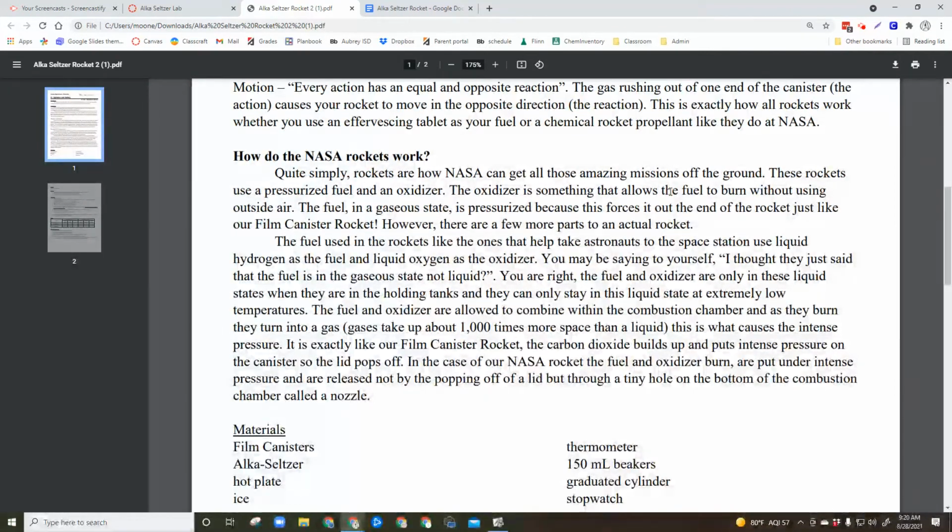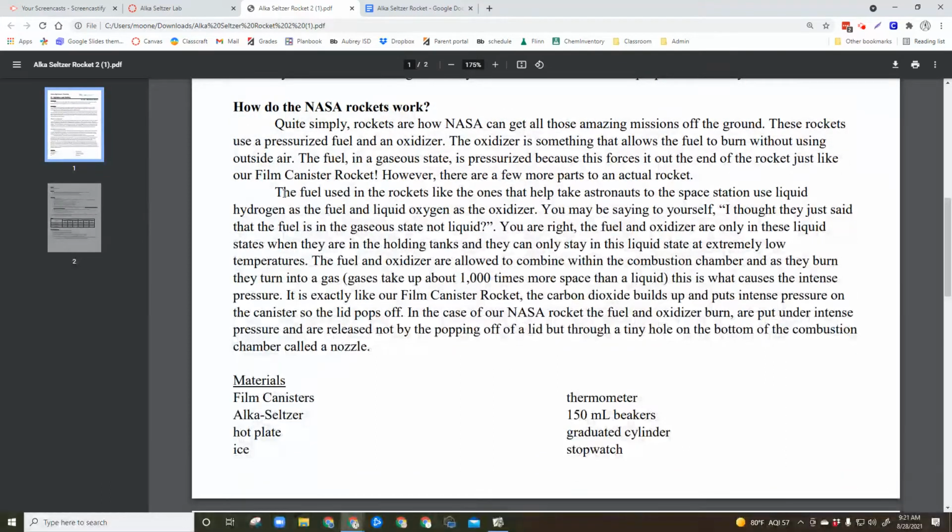The oxidizer is something that allows the fuel to burn without using outside air, because it's in space, right? There's no air in space, so you have to have an oxidizer to supply the oxygen. The fuel is in a gaseous state and is pressurized, because this forces it out of the end of the rocket, just like the film canister rocket. However, there are a few more parts in an actual rocket. It's not as simple as what we're making with the film canisters.